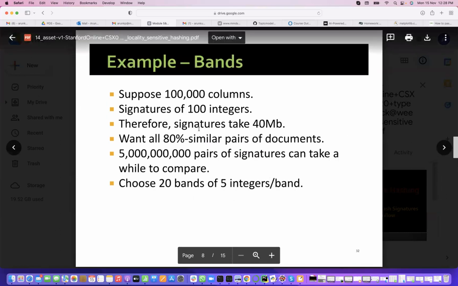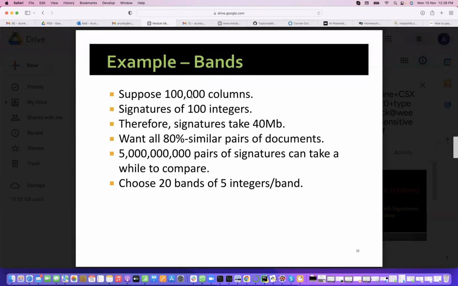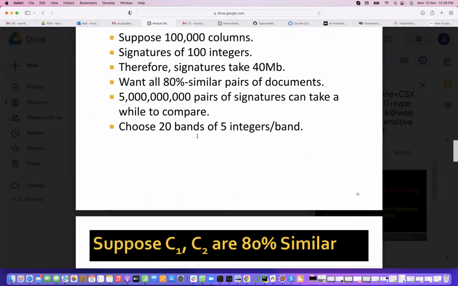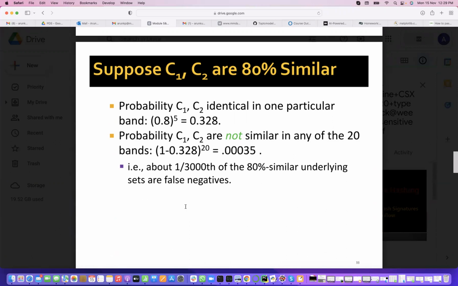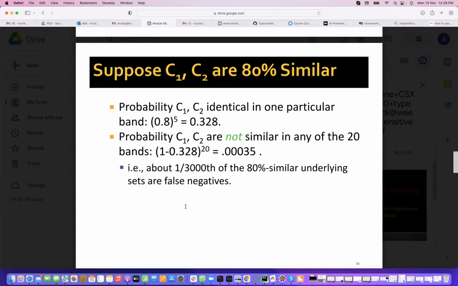Your pairs is 1 lakh columns, 1 lakh multiplied by 1 lakh. That is a very big number, right? In that you may miss only 30. So if they are 80% similar, then they will fall into the same bucket. At least most of the time, you may miss only 30 out of 1 lakh documents. That is not in pairs. 1 lakh multiplied by 1 lakh pairs, you will miss only 30 pairs.